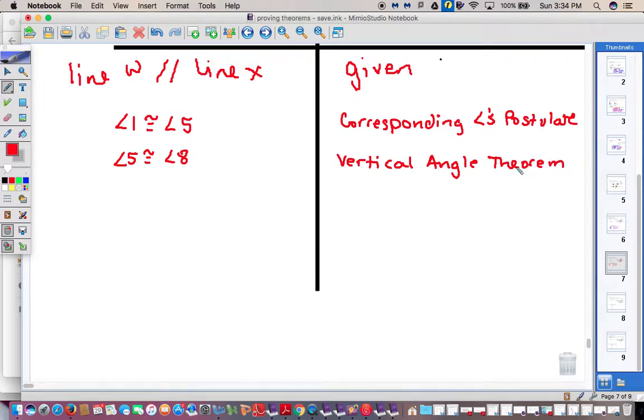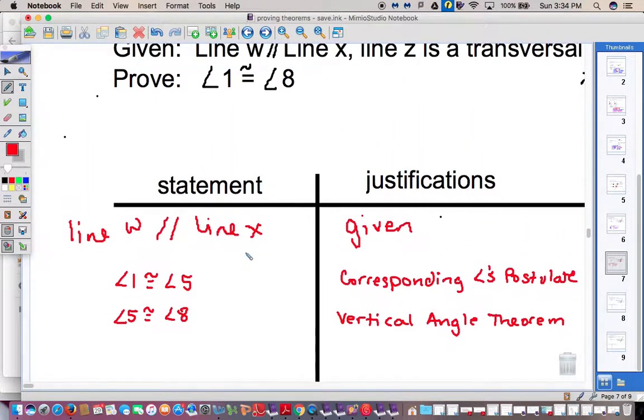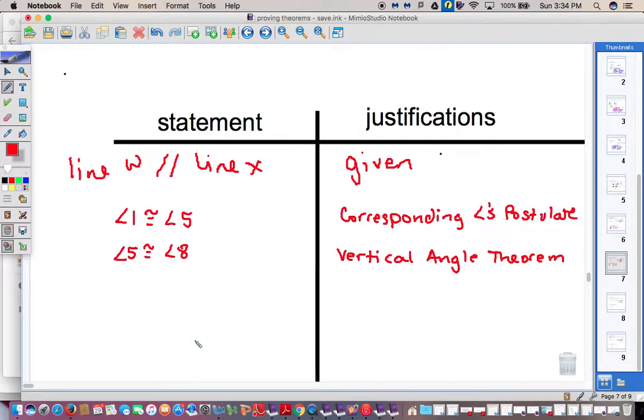Okay, and what we're trying to prove is that angle 1 is congruent with angle 8. Well, if angle 1 is congruent to angle 5 and angle 5 is congruent to angle 8, we can say by the transitive property that angle 1 is congruent to angle 8, and that would be by the transitive property.